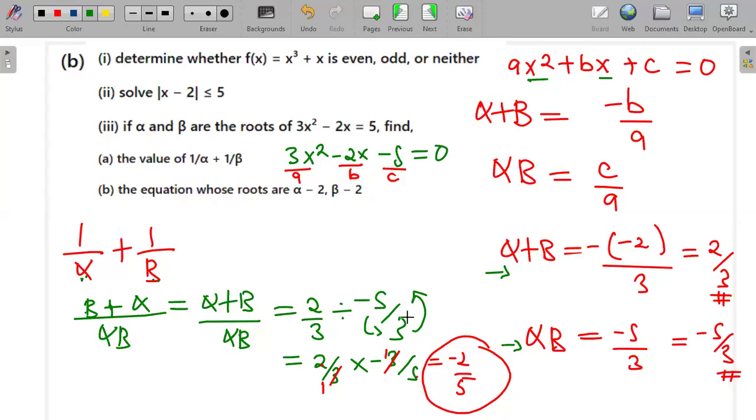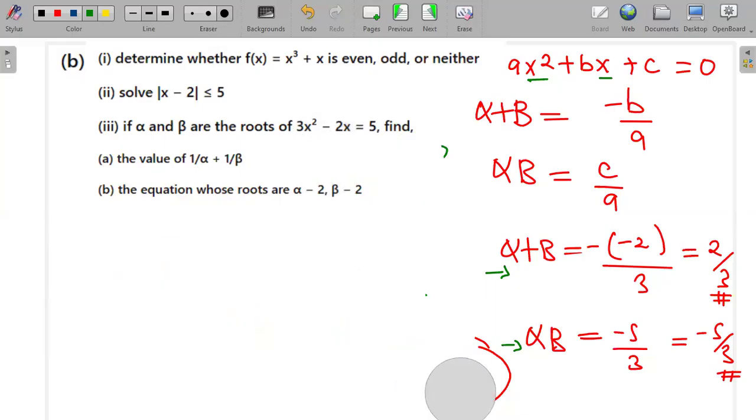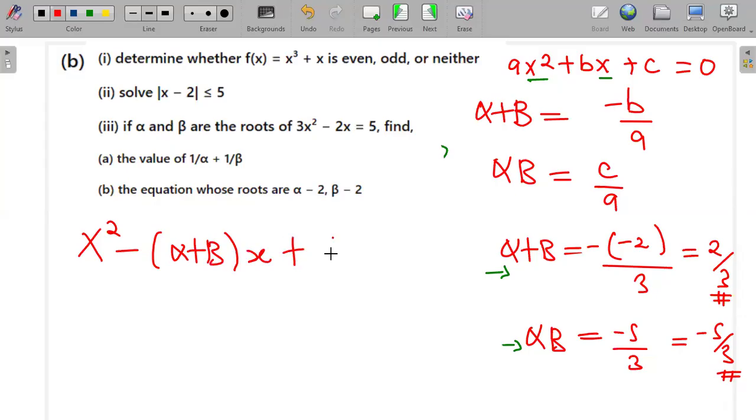So that's the value of this thing here, minus 2 over 5. So now let's find the other one, where they're saying find a new equation whose roots are those. So the new equation is always in this form: x squared minus the sum of the roots, times x, and then plus the product of the roots, is equal to 0.